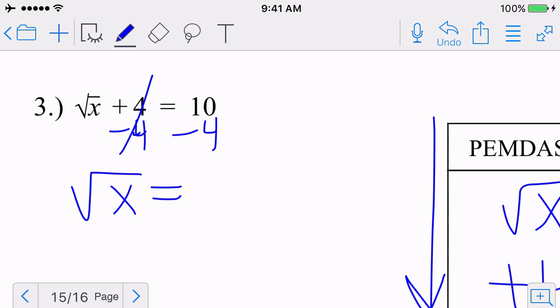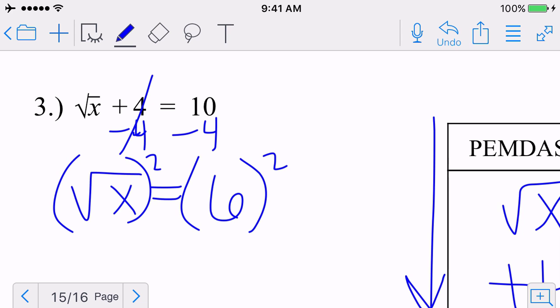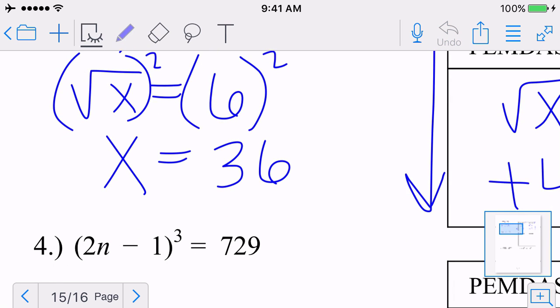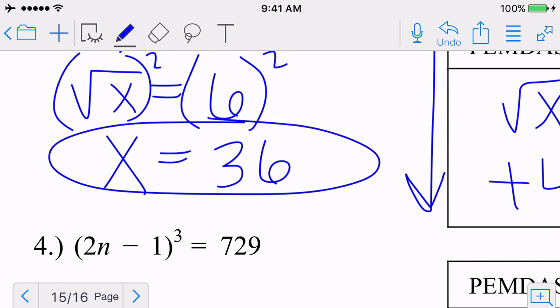10 minus 4 is 6. Then, in order to get rid of the square root, I've got to take both sides to the second power. I have to square them. So what I am left with is x, and then 6 squared is 36. So I have x equals 36, and that's our answer.